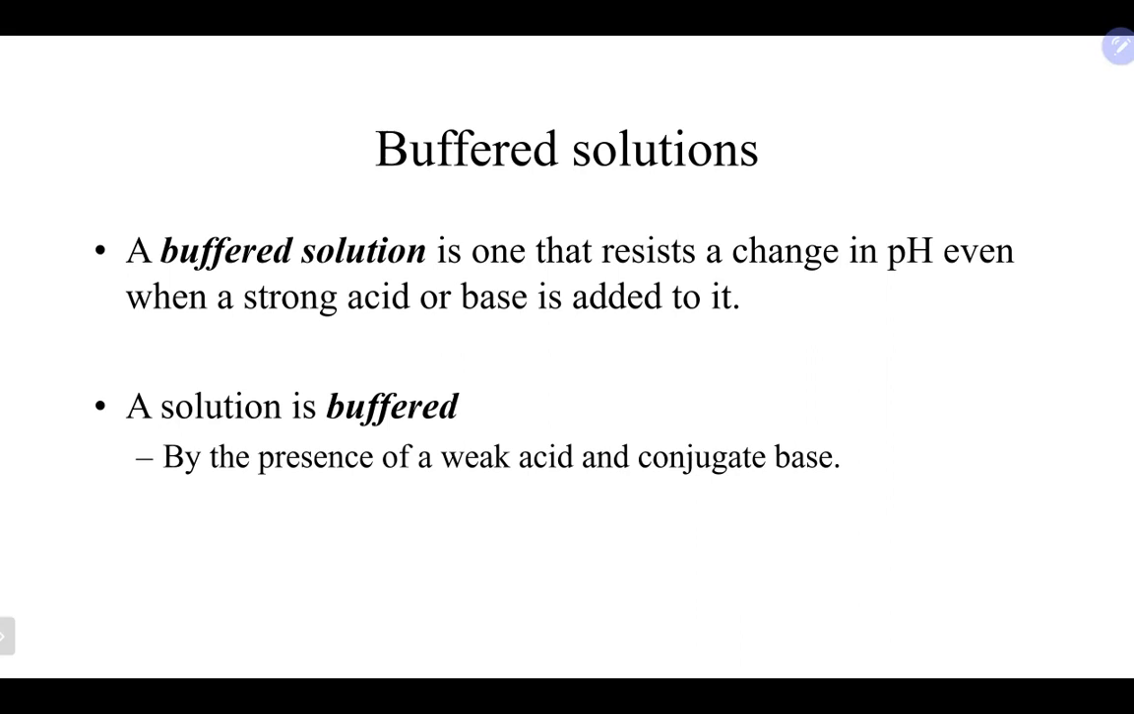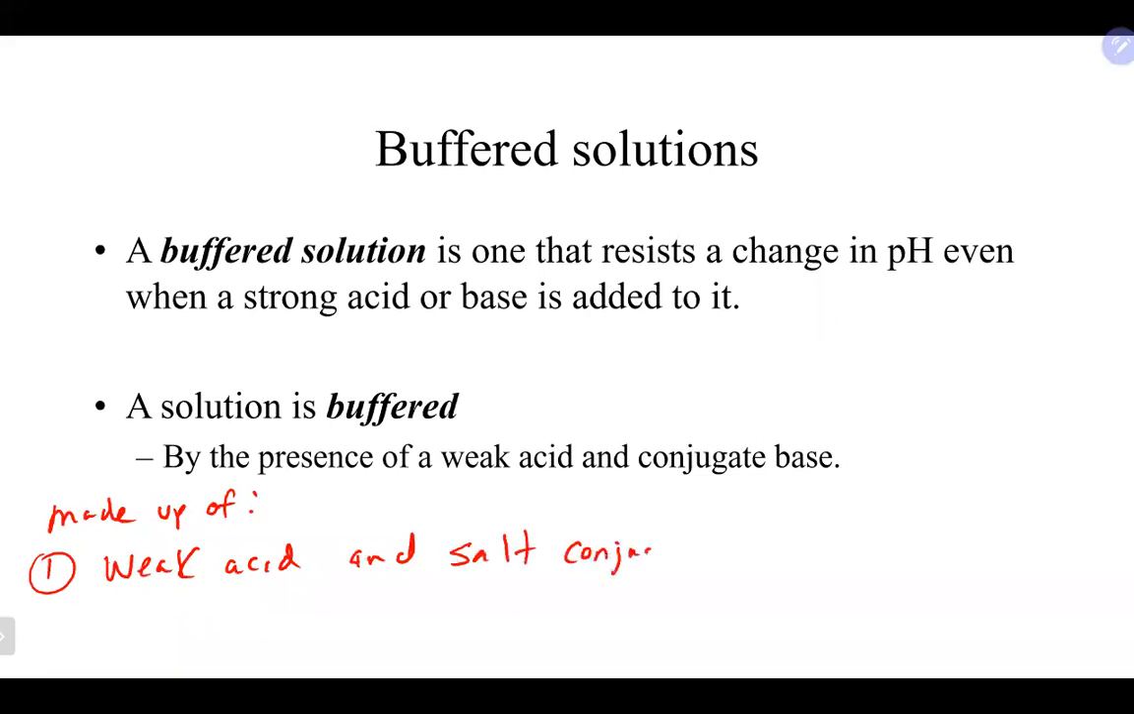The way we make a buffer is it has to be one of these two combinations. It has to be made up of either a weak acid and the salt of its conjugate base, or you can make a buffer out of a weak base and the salt of its conjugate acid.